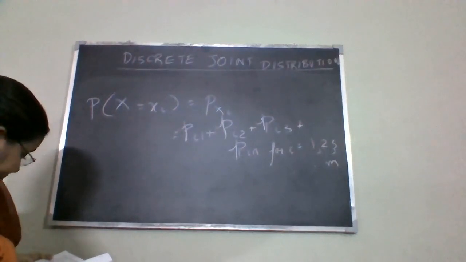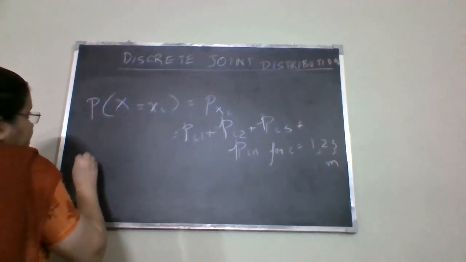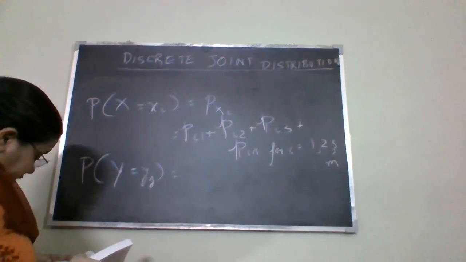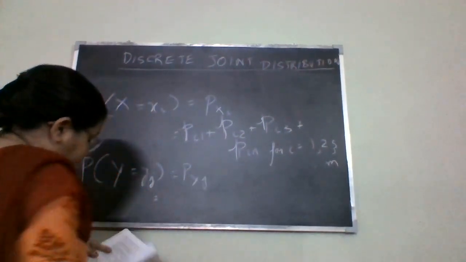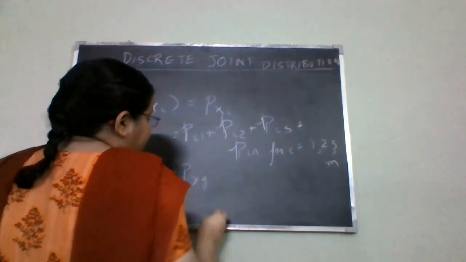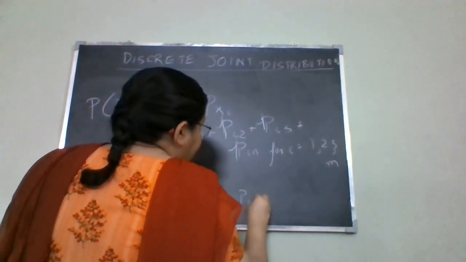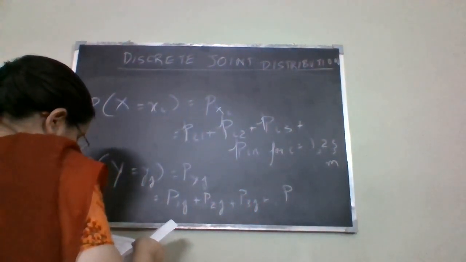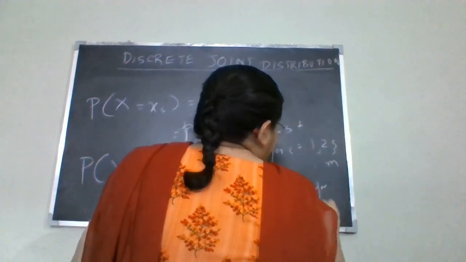Similarly, P(Y = y_j) is equal to what? It is p_1j, where j is constant, plus p_2j plus p_3j plus ... plus p_mj, for all j from 1 to n.